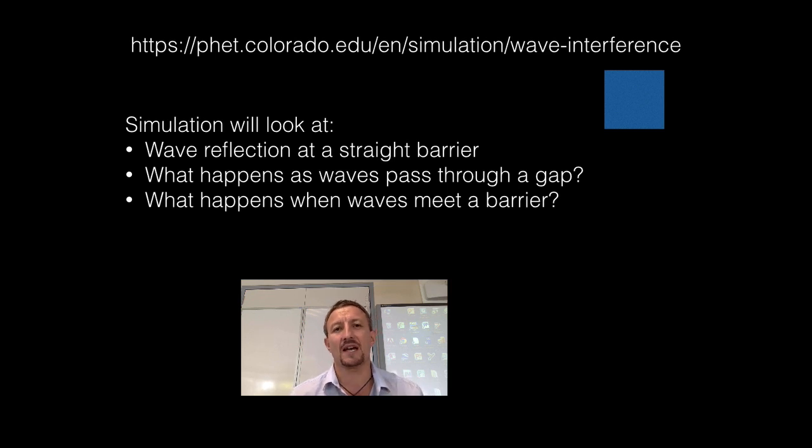But what I'm going to do is take you through the first portion of this wave interference module. What we're going to look at in this unit is wave reflection when it hits a straight barrier. For example, what happens when a wave hits a straight harbour wall? Waves are coming in, what's going to occur? We're also going to look at what happens as waves pass through a gap, and then at what happens as waves move around a barrier. We'll try and explain as close as we can with respect to everyday occurrences.